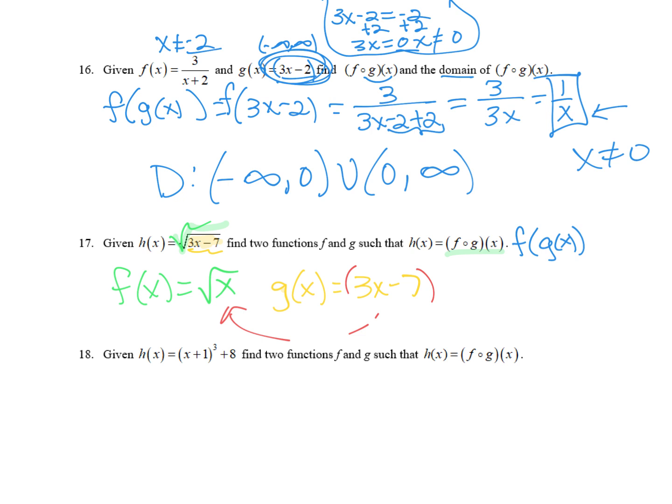I can do the same thing with number 18. h of x equals (x plus 1) cubed plus 8. Think about what's inside. What's the most inside part of this function? The most inside part of this function is x plus 1. So that's what I'm going to make g of x. Okay? What's the outside part of the function? Well, the outside part is my parentheses cubed plus 8. So that's what I'm going to make my outside function f. It's going to be x cubed plus 8. And that will give me the two functions I need to create this one composite.